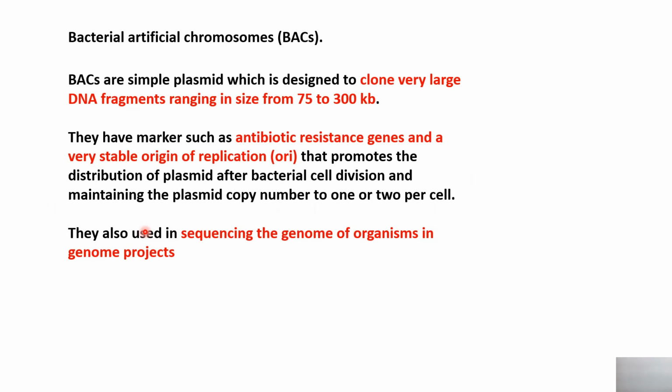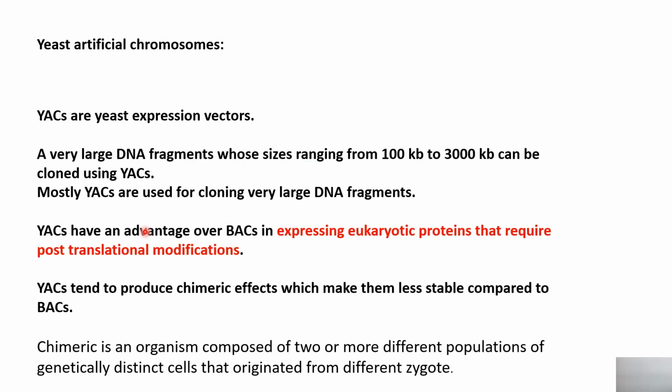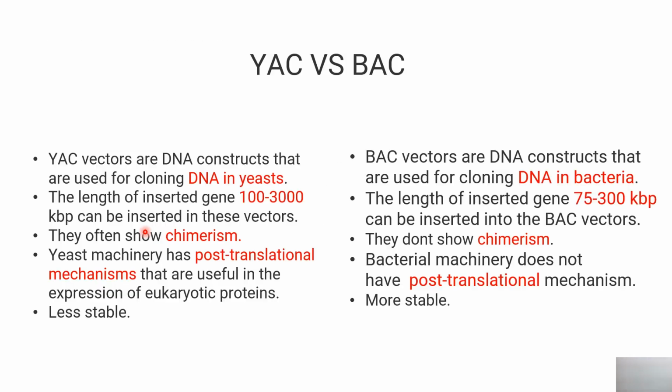Then they have bacterial artificial chromosomes. We have talked about yeast artificial chromosomes, or YACs, as well. Very large DNA fragments can be cloned in these YACs. So they're used for cloning very large DNA fragments, and their advantage over BACs is expressing eukaryotic proteins that require post-translational modifications. YACs tend to produce chimeric effects, which make them less stable compared to BACs. Chimeric is an organism composed of two or more different populations of genetically distinct cells originated from different zygotes.